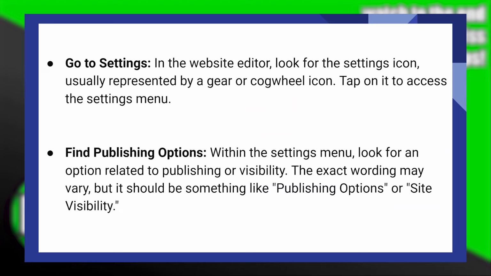In the website editor, look for the settings icon, usually represented by a gear or cogwheel icon. Tap on it to access the settings menu. Within the settings menu, look for an option related to publishing or visibility.